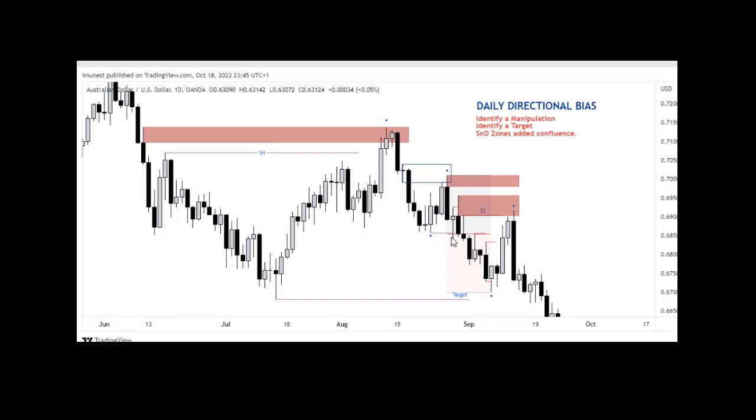Once again, you find the manipulation after this retracement. This is the target we are looking at. After this candle, we start expecting bearish days or down close days, until we take out this low.